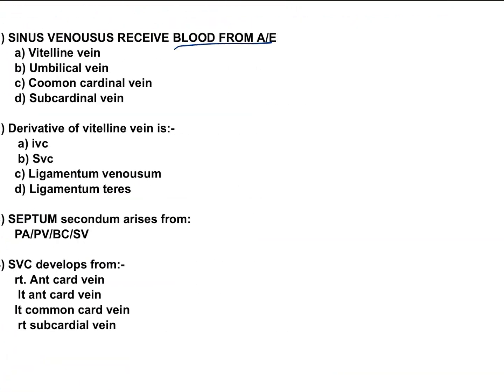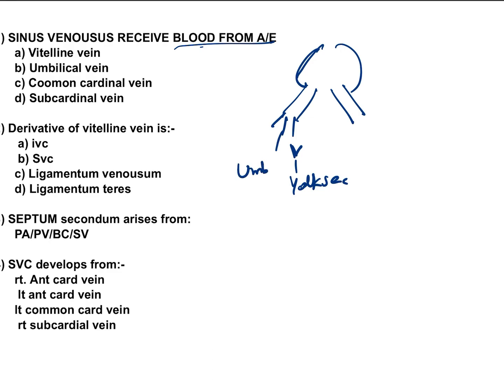Sinus venosus receives blood from all except. We are aware that the sinus venosus is the lowermost part, which has two horns. Each horn receives three sets of veins. In the middle is the vitelline vein from the yolk sac, then the umbilical vein from the placenta, and then from the body the anterior cardinal vein, posterior cardinal vein, and common cardinal vein.